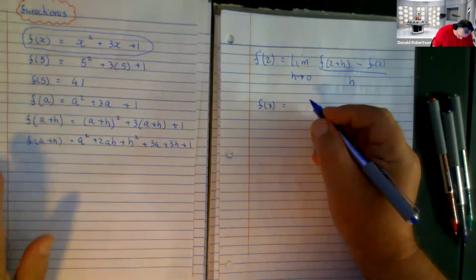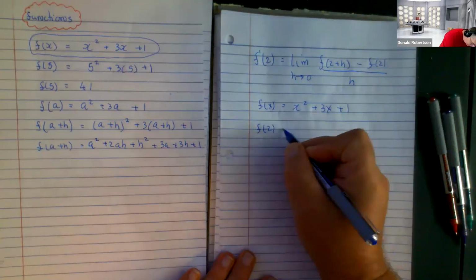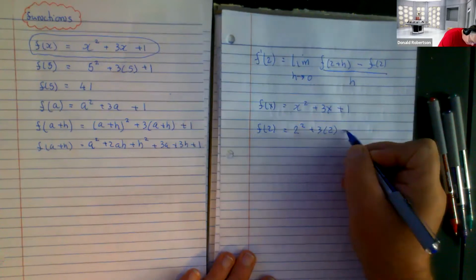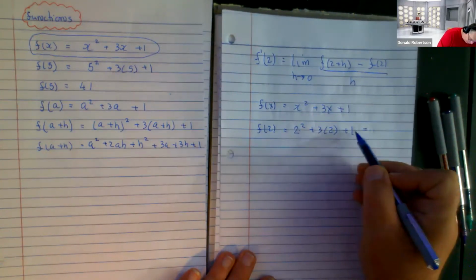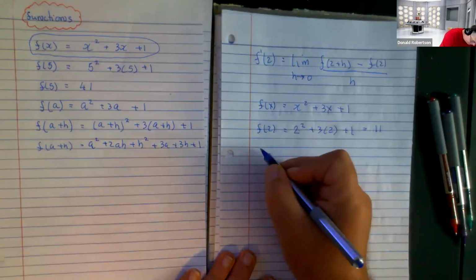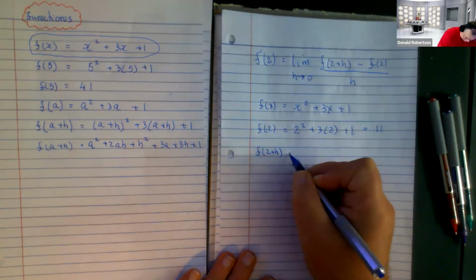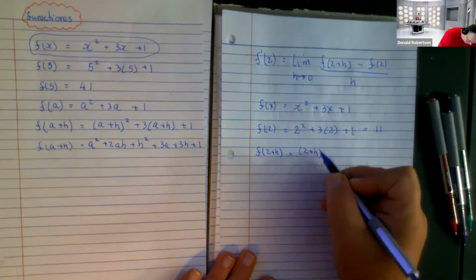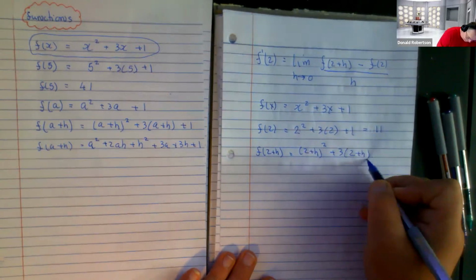There's the original function. The value of f of 2 then is 2 squared plus 3 lots of 2 plus 1. So that's 4 and 6 and 1, that's 11. f of 2 plus h, well, that's going to be 2 plus h squared plus 3 lots of 2 plus h plus 1.